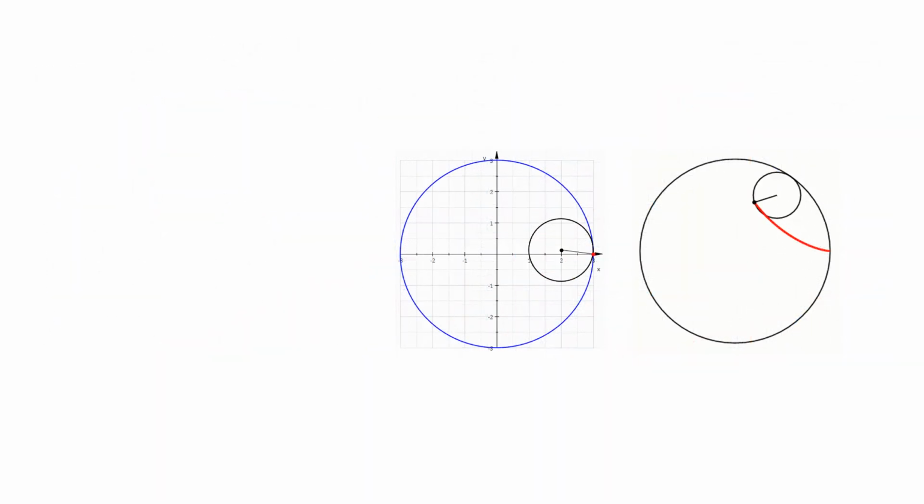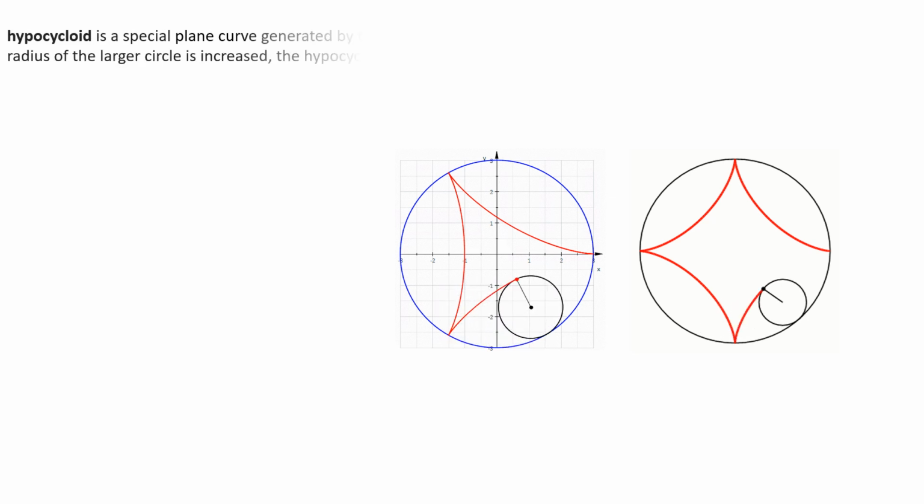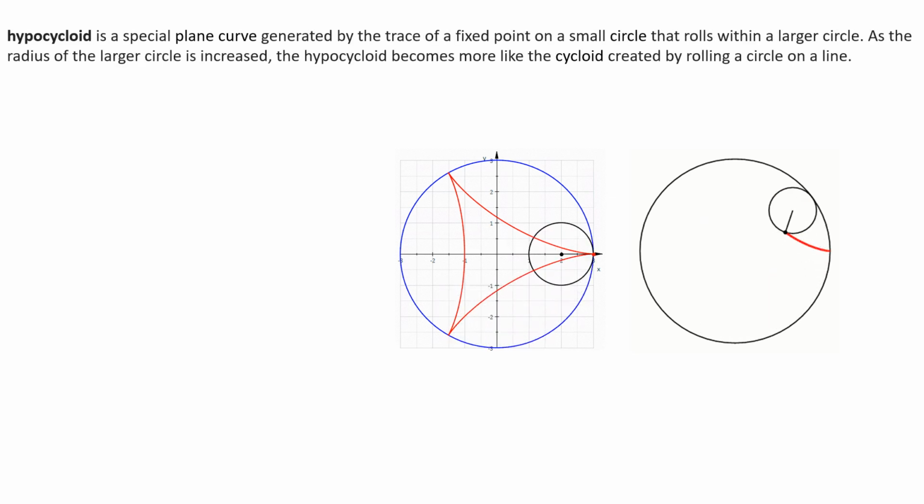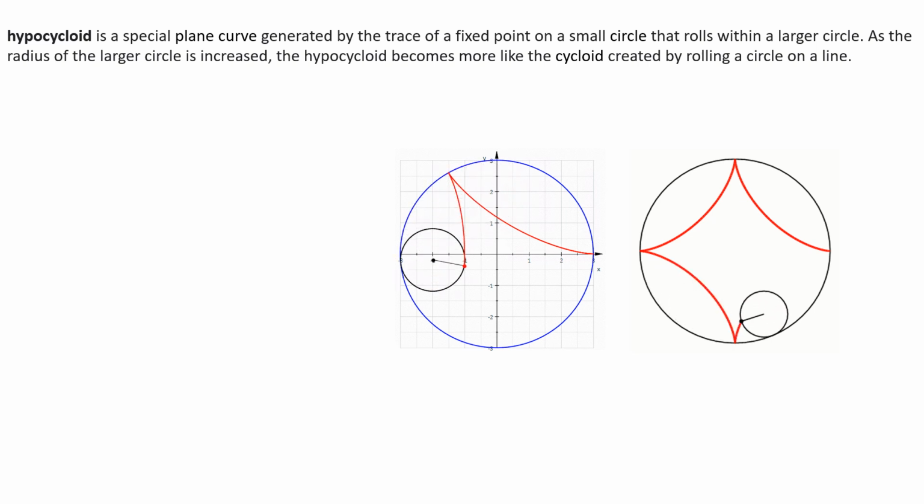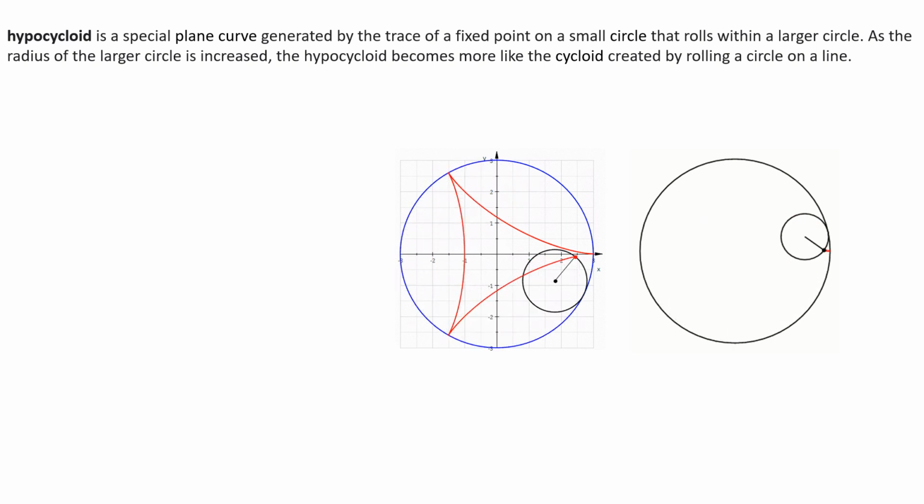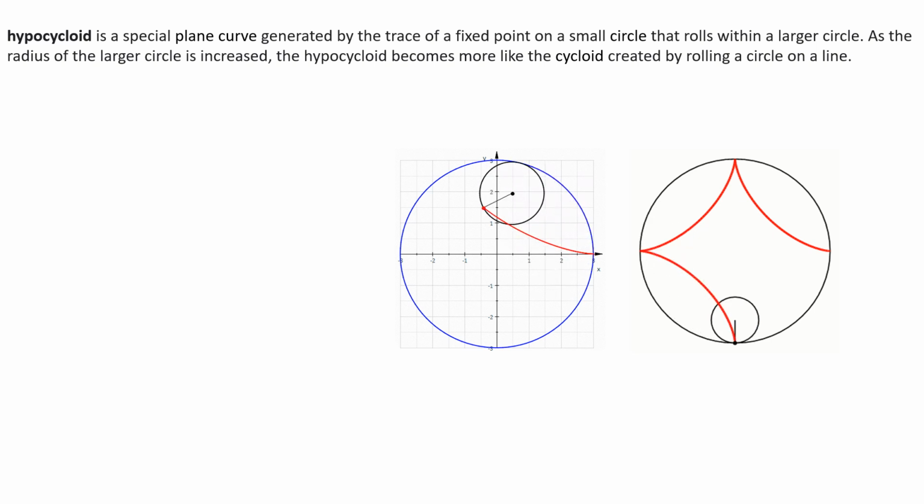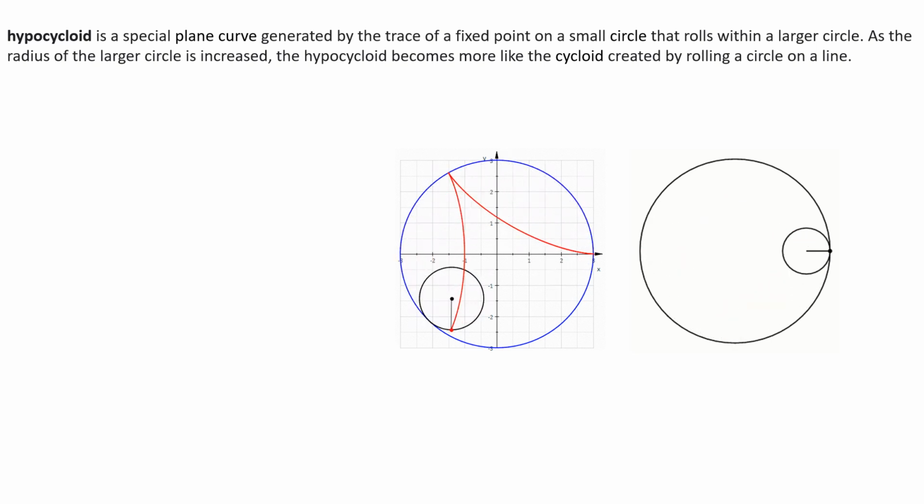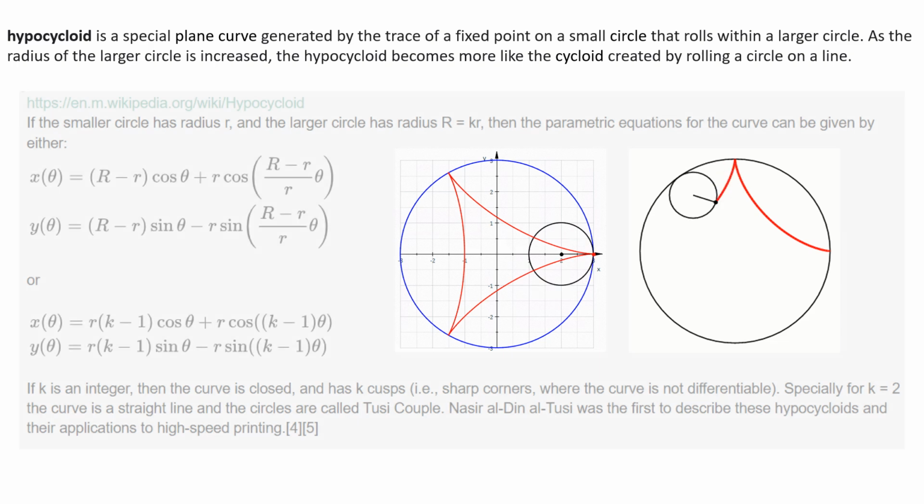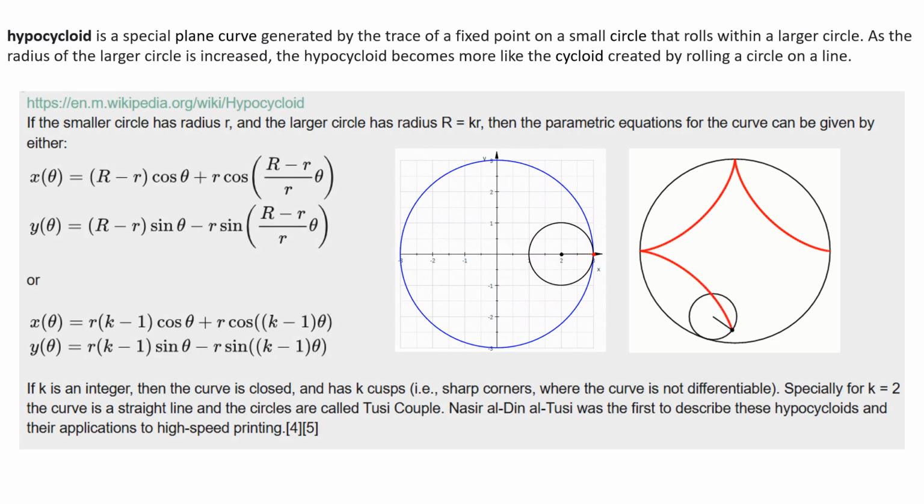If the traced point is restricted to the circumference of the rolling circle, we get a hypocycloid. A hypocycloid is a special plane curve generated by the trace of a fixed point on a small circle that rolls within a larger circle. As the radius of the larger circle is increased, the hypocycloid becomes more like the cycloid created by rolling a circle on a line. The curve can be expressed by parametric equations as shown here.